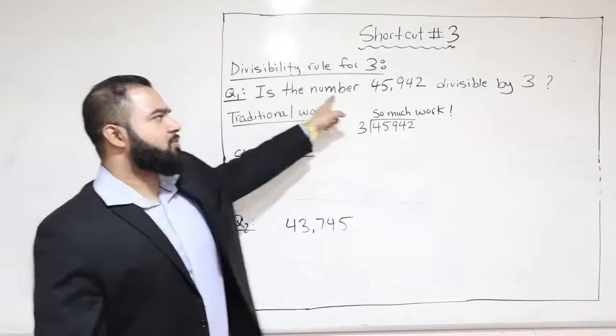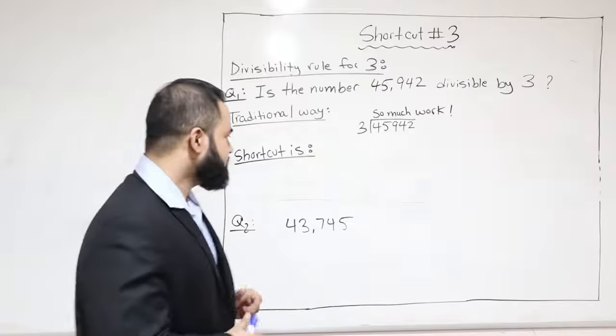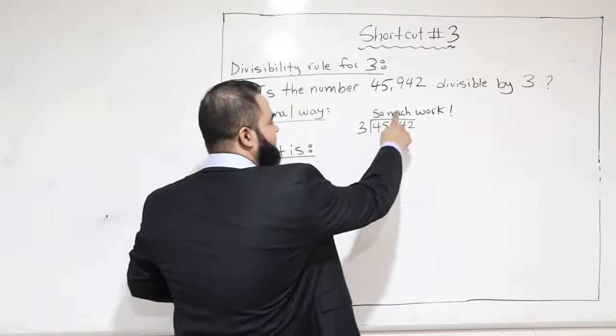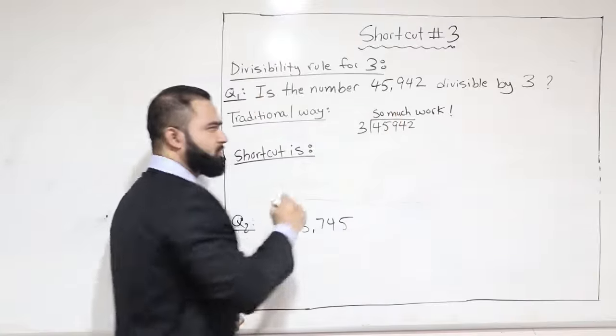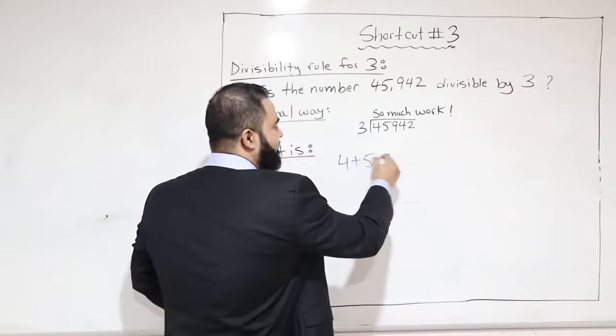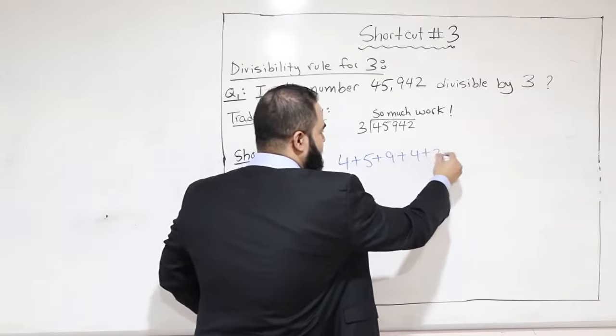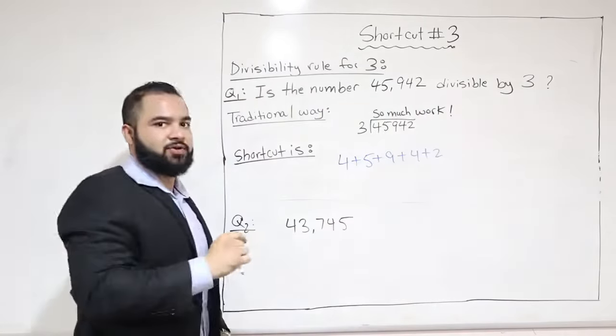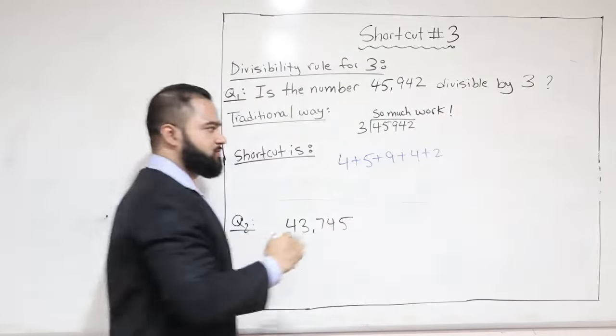So let's check if it is divisible by 3. Now the number is 45,942. The technique is, the shortcut is, you add the digits 4, 5, 9, 4, and 2 from 45,942. You're going to get 24. Now check. The sum 24, is it divisible by 3? Let's check. 24 divided by 3. Yes, it is divisible by 3 because you get 8 when you divide.